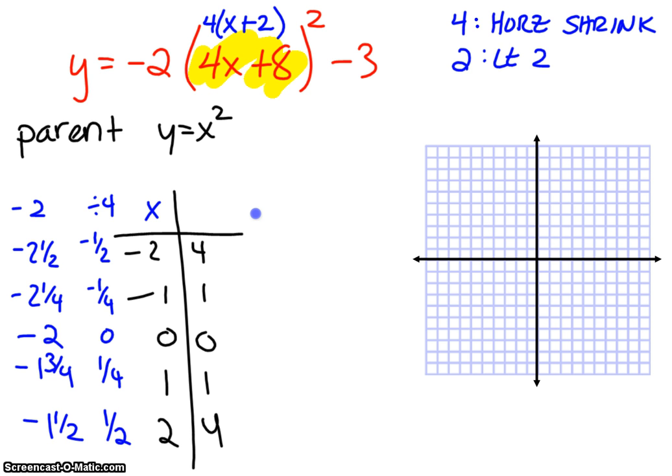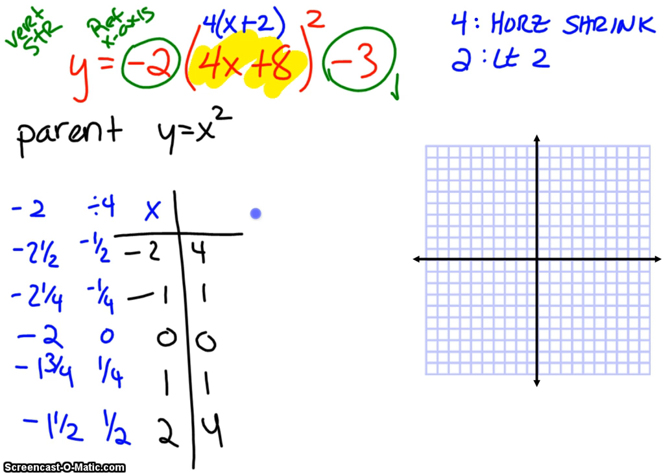All right, now I'm going to deal with my y stuff. Out here, we're going to reflect. And again, what are we reflecting? X-axis. And I'm also going to have a vertical stretch. Minus 3 is going to move you down 3. So multiply everything by -2. Subtract 3.